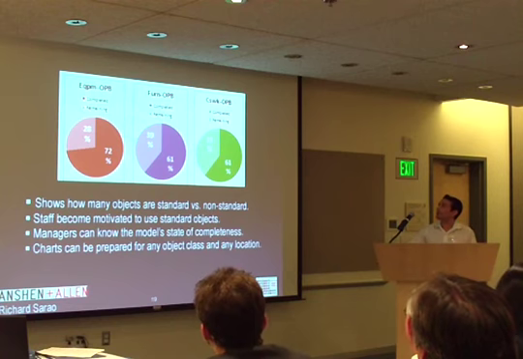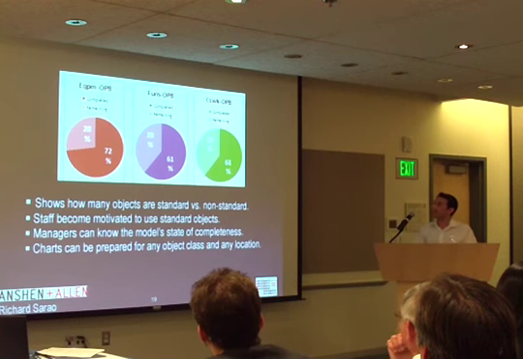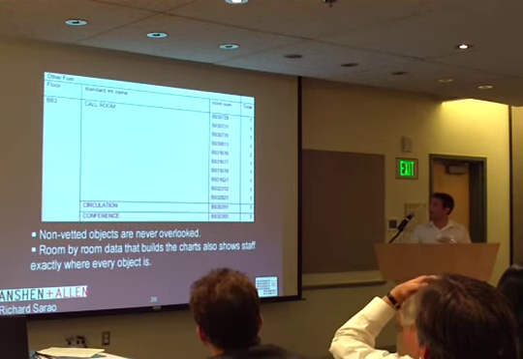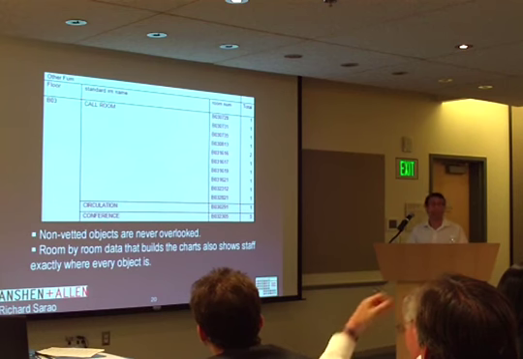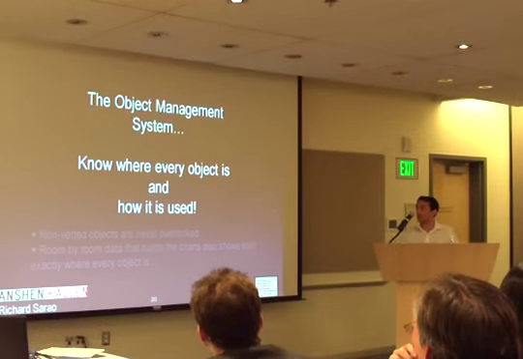Here's an example of the pie charts, which shows which objects are official and which are not. Your darker objects are official, your lighter objects are not. So this sort of gives staff a bird's eye view of where they need to do more work. And behind the pie charts are room by room lists, which pinpoint the location of every single object in the model. So we can tell everybody exactly which rooms and which items they need to work on.